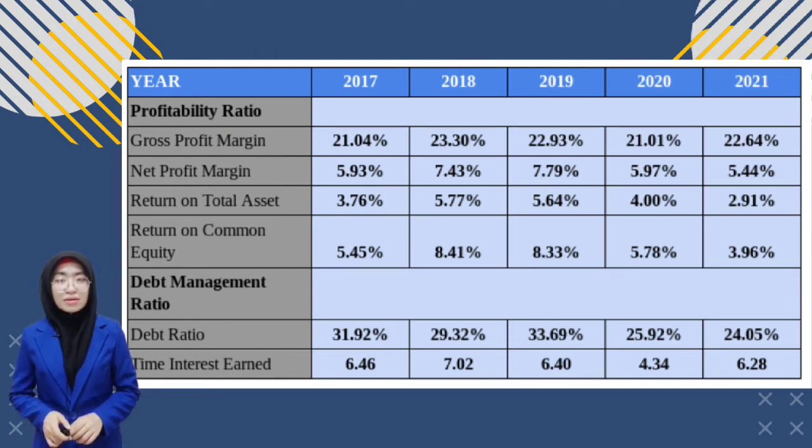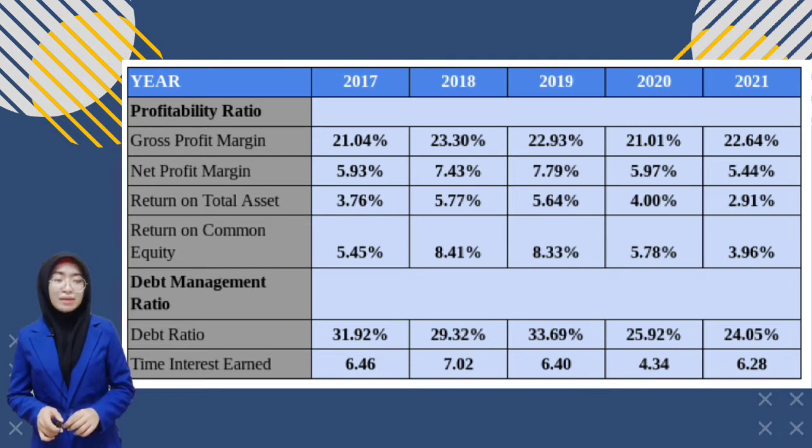For return on total assets, there is an increasing trend from 2017 to 2018. However, the ratio decreased from 2019 until 2021. For return on common equity, there is an increasing trend from 2017 until 2019. However, the ratio decreased from 2020 until 2021.